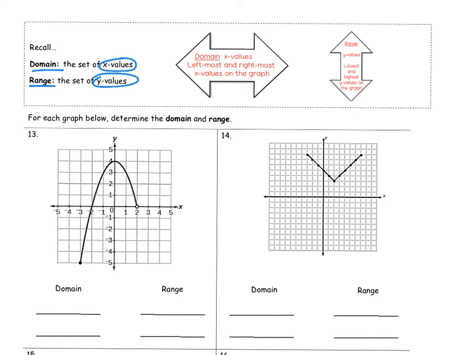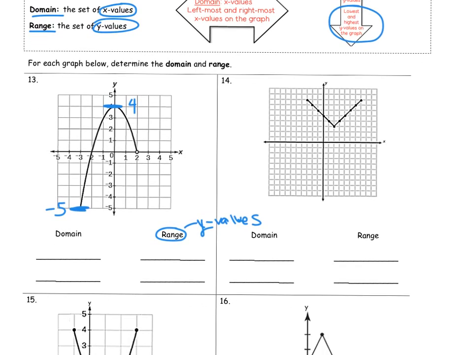So let's identify for the range. The range we said are the y values. Those are the lowest and highest points on the graph. So here's my lowest y value. Here's my highest y value. My lowest y value is at -5. My highest y value is at 4.